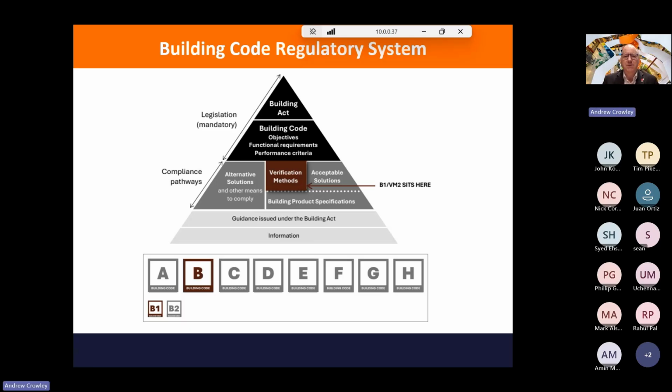A reminder of our building code regulatory system and how it all stacks together. Right at the top, we've got the Building Act, and underneath that, you've got the Building Code. And the Building Code is taking precedence over pretty much everything else underneath, including the alternative solution, the acceptable solutions, and in our case, the verification methods, VM, and we are VM2. The building code covers everything from structure to energy to drainage and so on, and it moves from part A through to part H. The one we're interested in is part B.